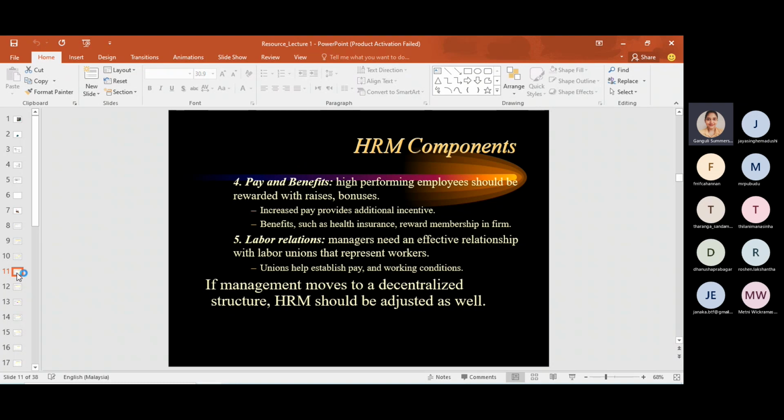Okay, so in centralized management, decision making is done only by top level managers. In decentralized management, decision making is done by top level managers, middle level managers, lower level managers, and other people as well. So that is the difference between centralized and decentralized management. If the management of your organization changes from centralized to decentralized, then the human resource management should also be adjusted accordingly.